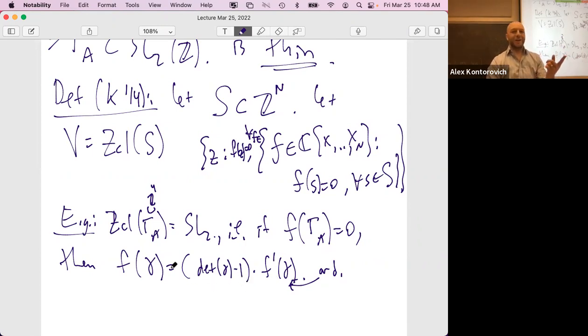So let's look at the other direction. If you have a polynomial that is determinant minus 1 times an arbitrary polynomial, then of course every element of gamma vanishes on this polynomial. Every element of SL2 should vanish, right? Determinant minus 1. Yes, exactly. So that's what this means. What it means that the Zariski closure of gamma A is SL2 is that any polynomial that vanishes on all of gamma also vanishes on all of SL2, because this is the defining characteristic of SL2.